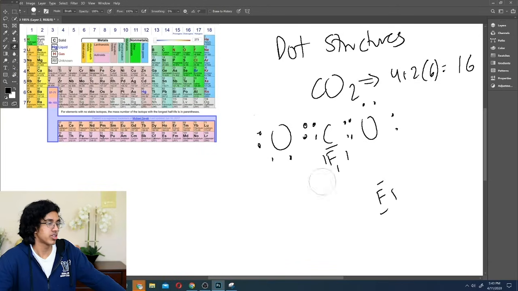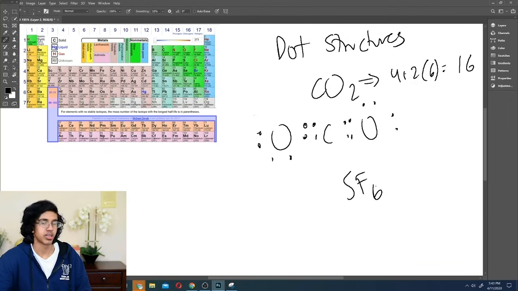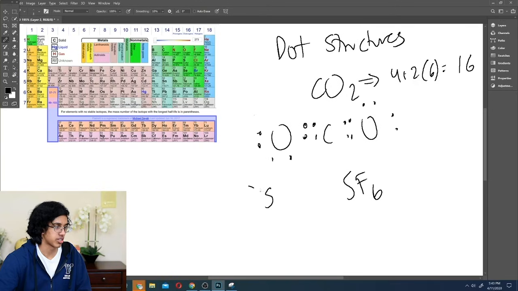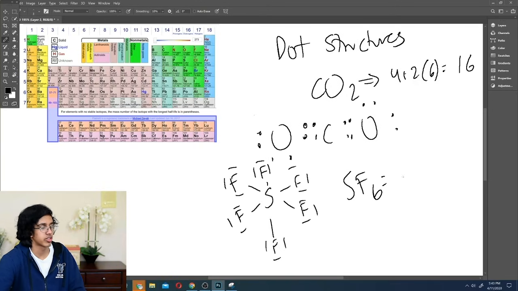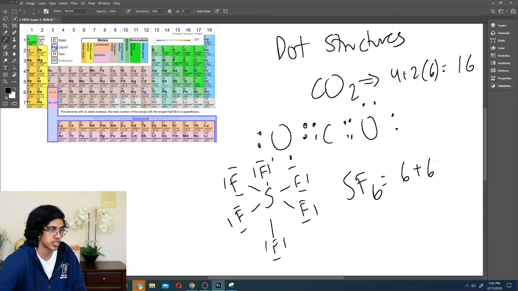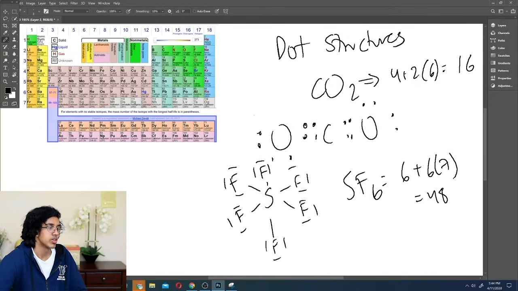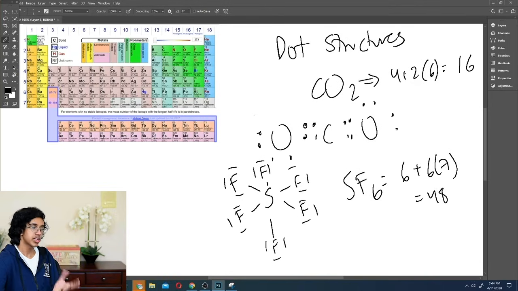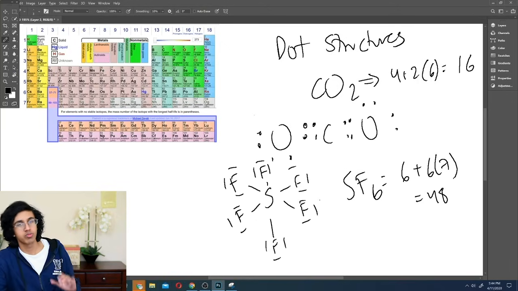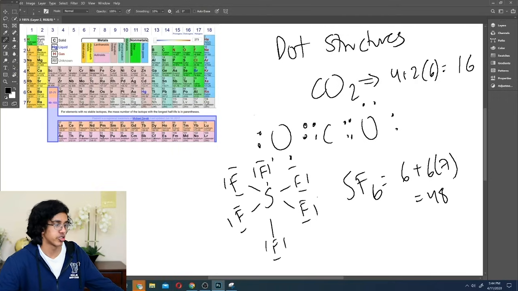The other exceptions are ones that are really big, like SF6. You draw it out, right? So you have S connected to 6 F's. And then how many valence electrons is it supposed to have? It's supposed to have 6 plus 6 times 7, which is equal to 48. Right now I have the perfect amount. So even though sulfur has 6 bonds around it, that's okay because sulfur could form extra stuff. It's called an expanded octet. So just remember those exceptions to the dot structure rules and you should be chilling.